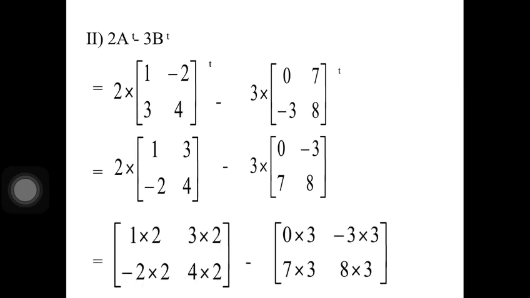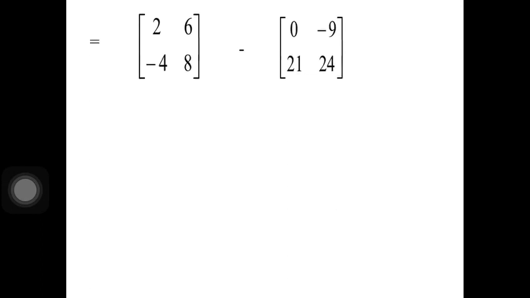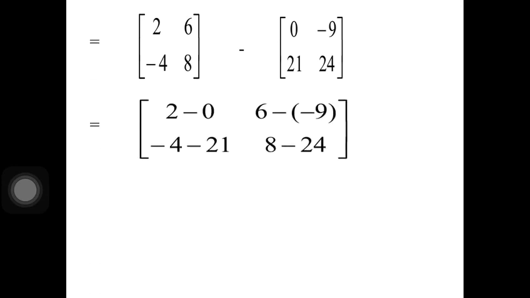2 1s are 2, 2 3s are 6, 2 minus 2s are minus 4, 2 4s are 8, 3 zeros are 0, 3 minus 3s are minus 9, 3 7s are 21, 3 8s are 24. Now subtract these values. For the subtraction, corresponding entries are subtracted from each other. 2 minus 0, 6 minus minus 9, minus 4 minus 21, 8 minus 24. It is equal to 2 15 first row, minus 25 minus 16 is the second row.